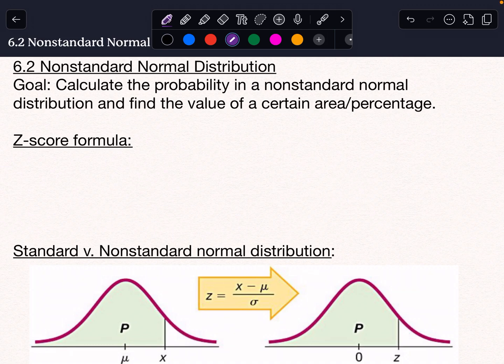So section 2 is about non-standard normal distribution. Yesterday we learned the standard normal distribution, which is basically our mean is always 0 and our standard deviation is always 1. Now our mean and standard deviation could be any other number. So it's a lot of review from yesterday, so it's actually not that bad. They do throw in z-score, so we have to remember how to actually calculate a z-score. So that way that's not new information.